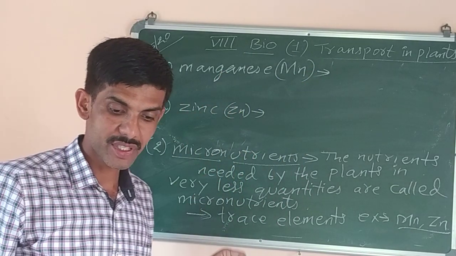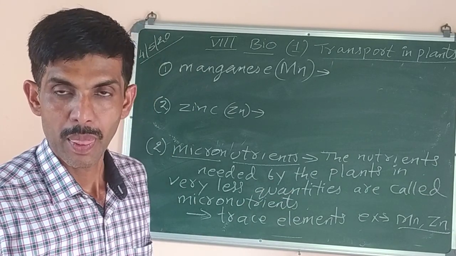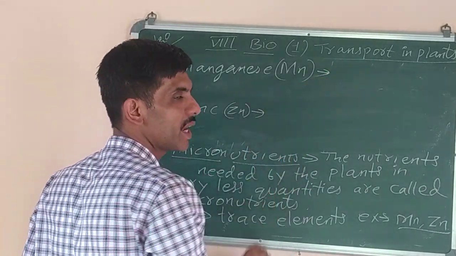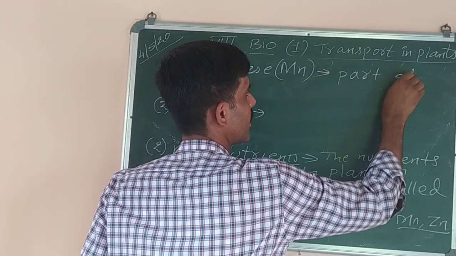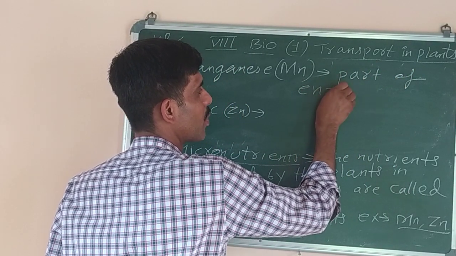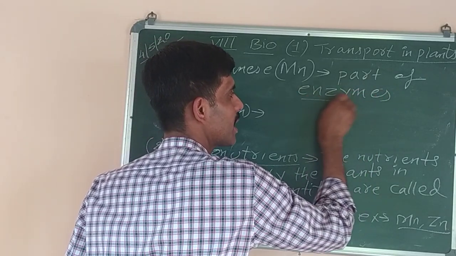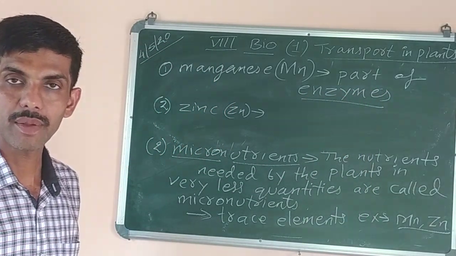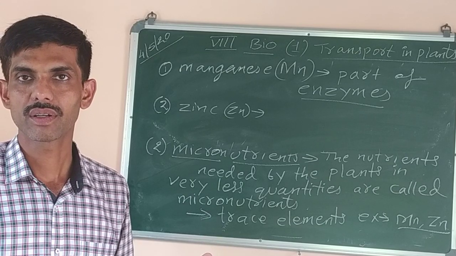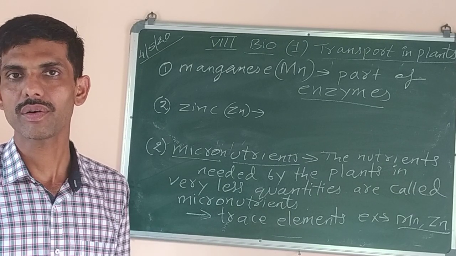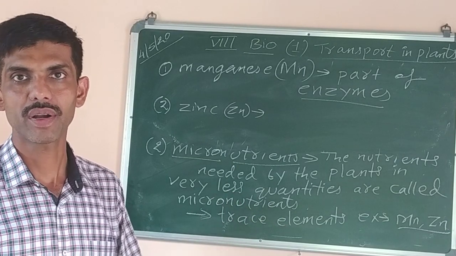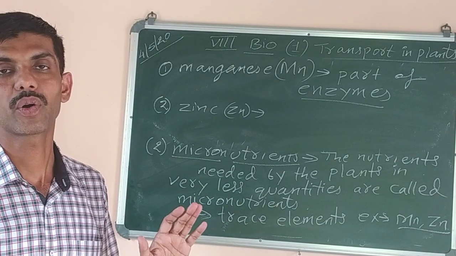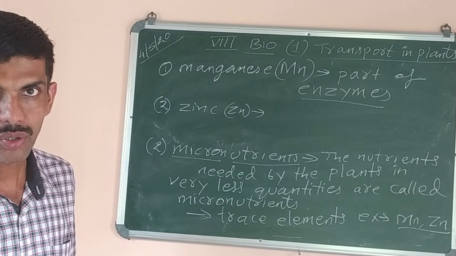These are the two micronutrients. Now what are the functions of manganese and zinc? Manganese is a component. Component means it is a part of different types of plant enzymes. You know what enzymes are? Enzymes are biocatalysts which help to accelerate, that is alter, the rate of biochemical reactions. They can either increase the speed of the reaction or decrease it without themselves undergoing any change. They are not used up in the reaction.